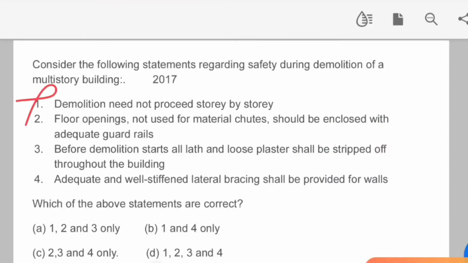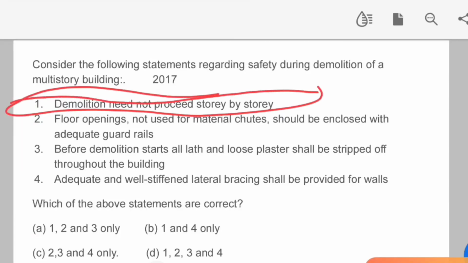So demolition need not proceed story by story. This statement is wrong. Second option is floor openings not used for material should be enclosed with adequate guard rails. Third option is before demolition starts, all the lath and loose plaster shall be stripped off throughout the building. Fourth option is adequate and well-stripped lateral bracing shall be provided for walls. So if you remove the first option, because this is not correct, only one option is left, that is C. 2, 3 and 4 all are correct.